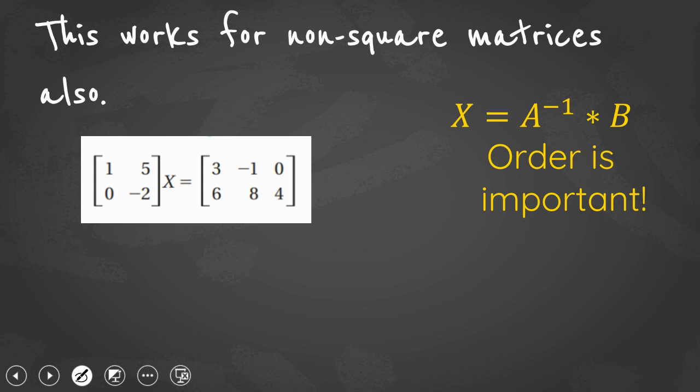This also works for non-square matrices, and this is why that order is so important. Because if you try to do a 2 by 3 times a 2 by 2, you're going to get an error. But if you do a 2 by 2 times a 2 by 3, you're going to be fine.